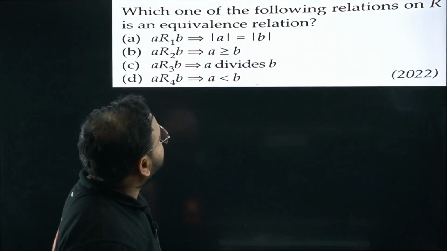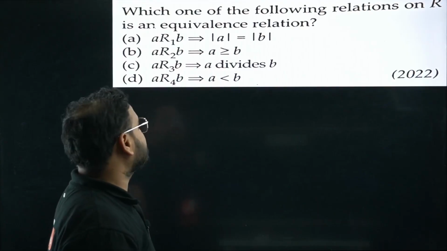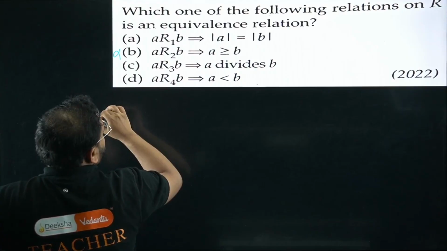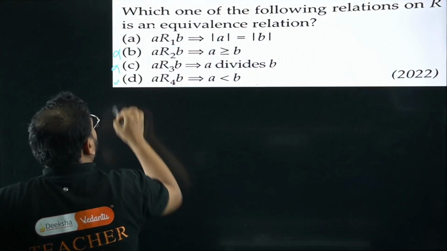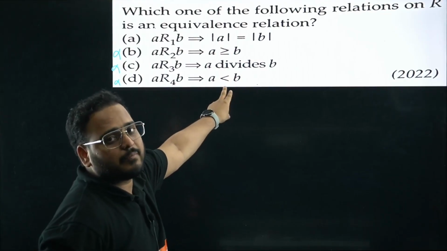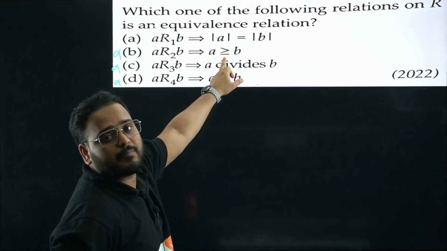Which one of the following relations on R is an equivalence relation? B is not possible. C, not possible. A, D, not possible. Why, sir? Because think about it. A less than B, you won't have the symmetric possible over here. Same way, you won't have the symmetric possible over here.